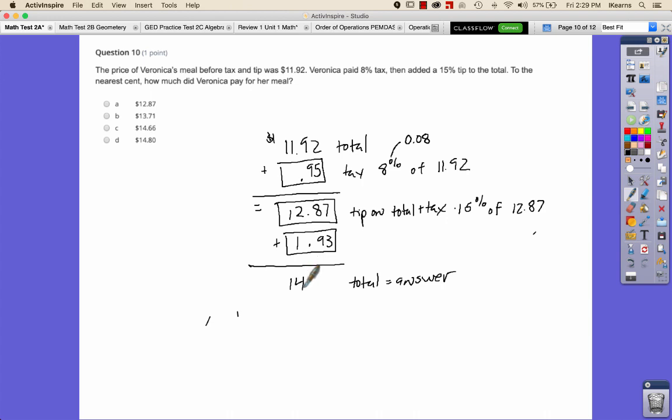Our answer is 14.8. So hopefully you realize it has to be 14.80, because you can add a 0 onto something without changing its value. So our answer is D. Again, this is kind of an important word here, then, meaning that she effectively tipped on top of the tax, as we've done here.